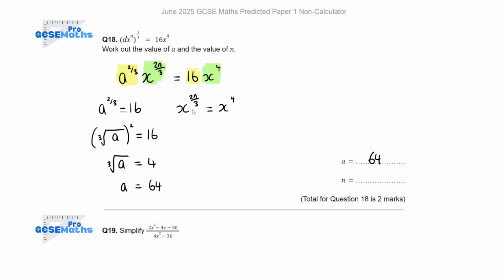Now the second one, this was kind of similar to the equation I started with in our other indices questions at the start. If I've got x to the power of something equals x to the power of something else, then those 2 powers must also be equal. So 2n over 3, I can just separate that, is equal to 4, and then that's just linear, isn't it? Just solve that. So times by 3, 12, divide by 2, 6. That one's fairly straightforward.